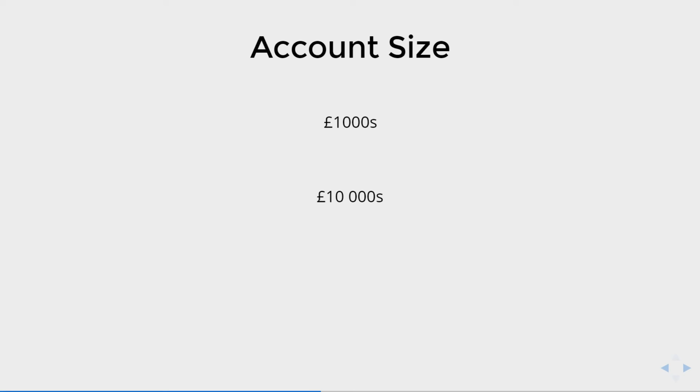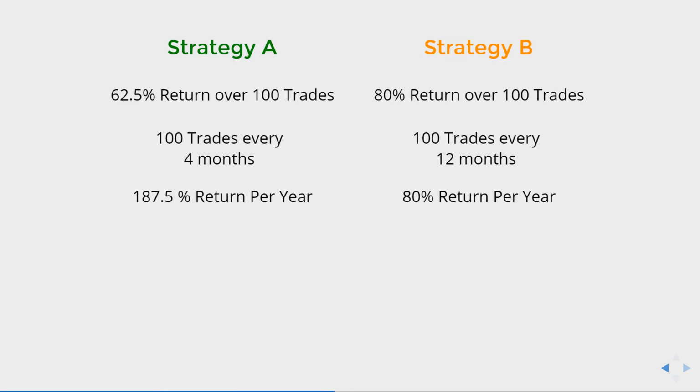Okay, so let's move on to account size. People start trading with accounts of all different sizes. Some people may begin trading with a few £1,000s, some with tens of thousands of pounds, and some people may even start with hundreds of thousands of pounds. But how does this affect the returns you can make? Let's continue with our example. So far we know that over the period of a year, strategy A has returned 187.5% and strategy B has returned 80%.